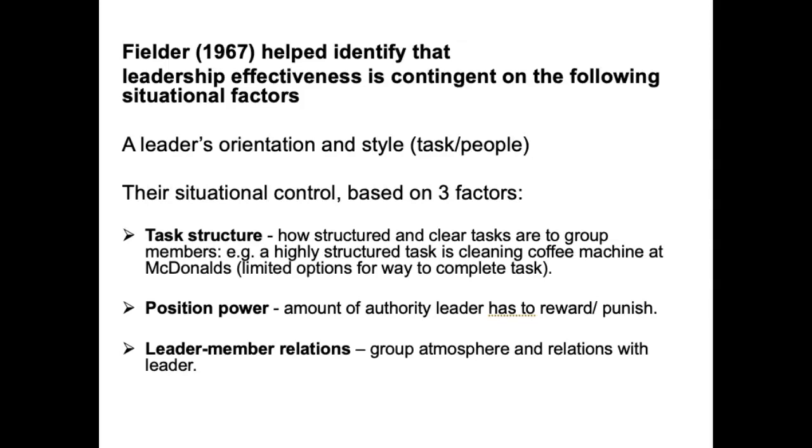So for instance, something like cleaning the coffee machine at McDonald's, a very structured task, with very limited options for how you might complete that. And we might say serving in McDonald's generally has fairly prescriptive processes about how that's done. Then the leader's own position power, so what level of authority they had, how far they could reward group members or punish or coerce them. And then the leader-member relations, so the relationship between the leader and the group members, but also the relationship amongst those group members themselves.